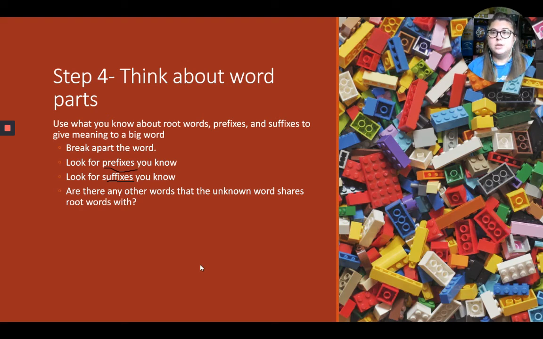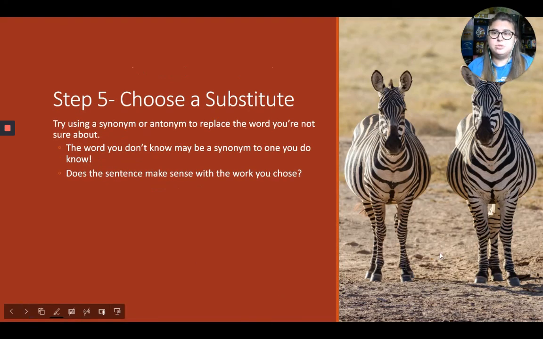So we have step number 1, using our prior knowledge. Step number 2, reading around the word. Step number 3, looking at text features. And step number 4, thinking about word parts. And that brings us to our last step, choosing a substitute. So we did this with that word idyllic. It was an idyllic day, sunny, warm, and perfect for a walk in the park. And we tried to substitute the words perfect and beautiful in for the word idyllic. And what we found is that the sentence still made sense.